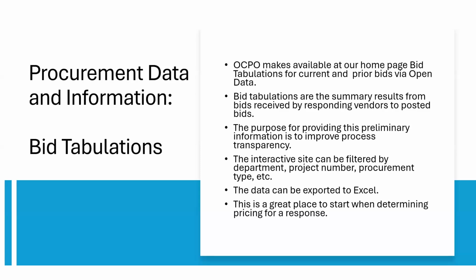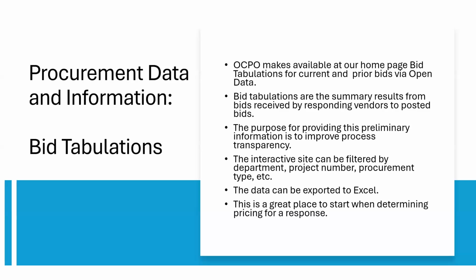Since this is also an open data site, the data can be filtered the same way as the contract and amendment page, by department, by project number, by procurement type or commodity code, however you want to narrow down your search depending on what you are interested in. It can be filtered the same way. The data can be exported to Excel for future reference if you need to.